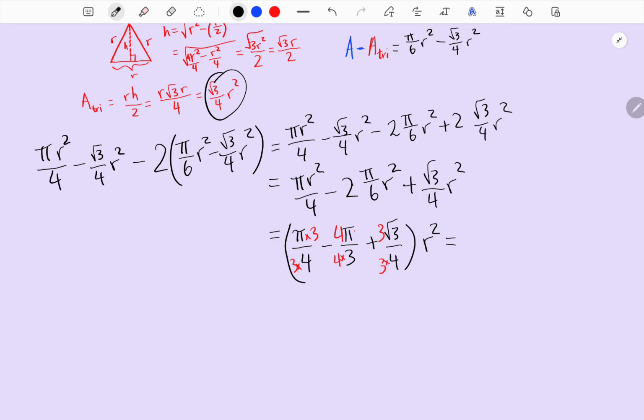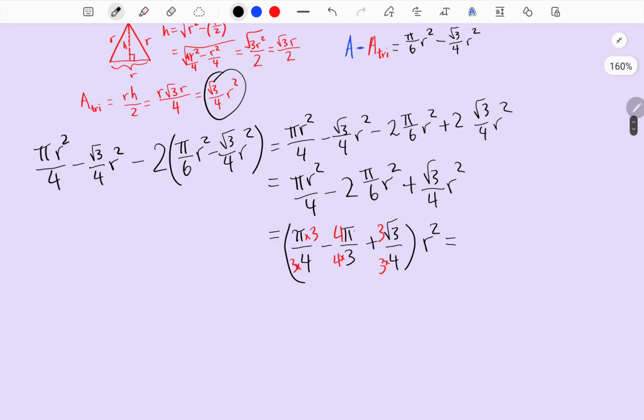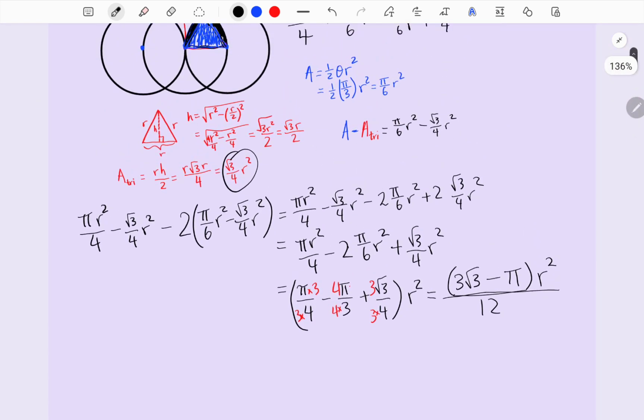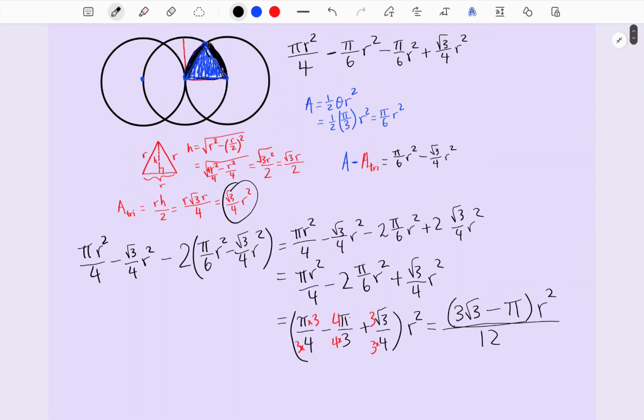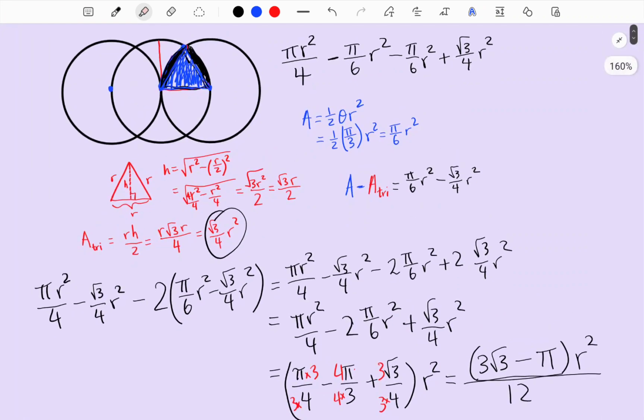So ultimately we have, okay, so this is 3 pi minus 4 pi, so that's negative pi, and here I have 3 root 3, and then the negative pi, and then all divided by 12, and this is all multiplied by r squared, or I'm just going to keep the r squared in the numerator. Are we done though? No, not at all, because what we really found was simply just this area right over here.